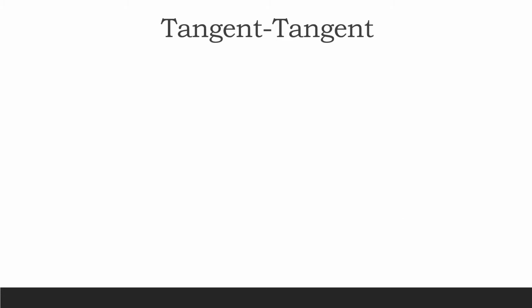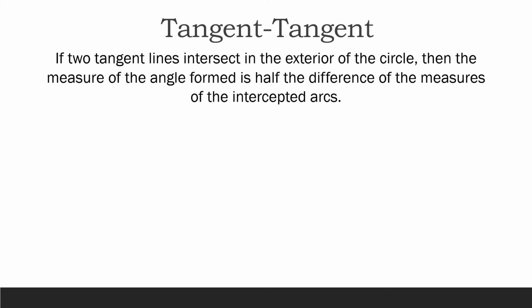So what we just talked about was what would happen if we had a tangent and a secant line. So now I want to discuss what would happen if we have two tangent lines. So if we have two tangent lines intersecting in the exterior of the circle, then the measure of the angle formed is half of the difference of the measures of the intercepted arcs.